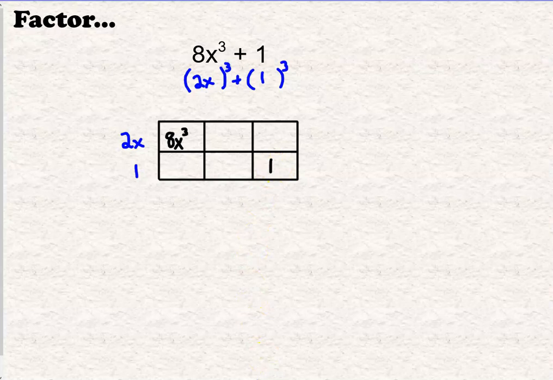Now, let's kick off our chain reaction. If this length right here is 2x, what does this length here have to be? Well, it would have to be 4x squared in order to get that black 8x cubed that we're looking to get. And if this red length is 4x squared and this length is 1, then that would give me a 4x squared here. But I don't want a 4x squared. I only want what's written in black. So to cancel out that 4x squared in this diagonal box, I'm going to put a negative 4x squared, and it will cancel it out for me. Those two are now zeroed out.